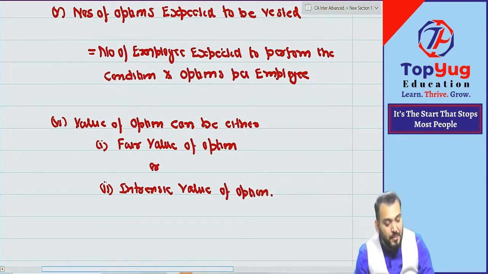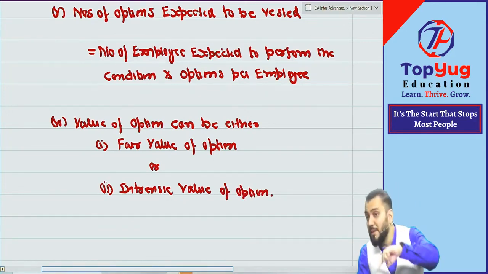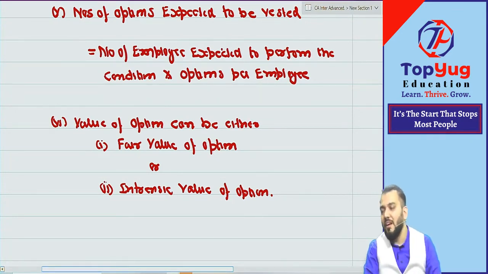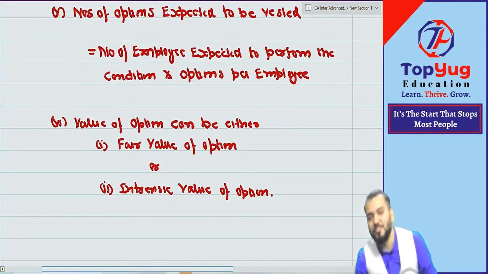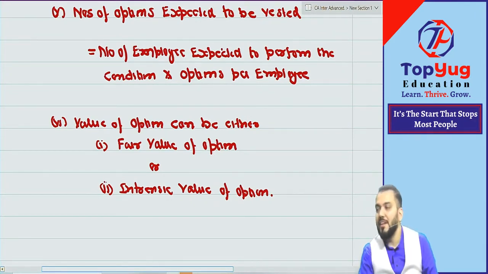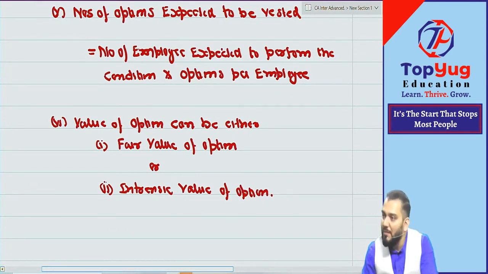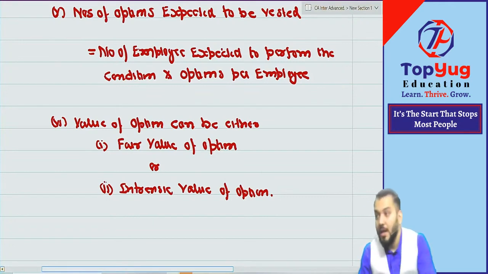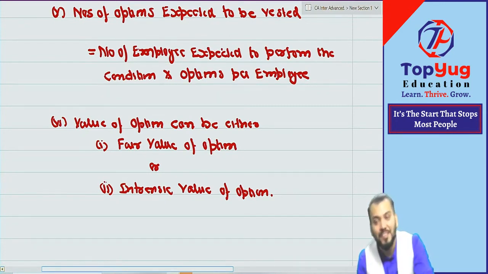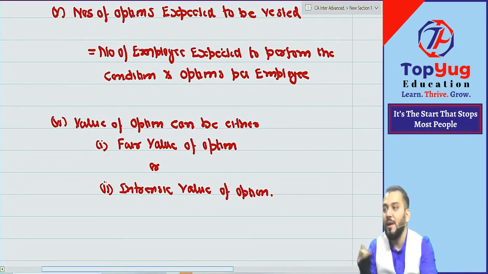Means from examination point of view, if fair value of option is not given, then we'll use intrinsic value of options. However, already I have said that accounting treatment of ESOP is covered under the guidance note, and the guidance note has given two options to the entity. Either they can use fair value method or intrinsic value method. These two options have been given to the entity. However, from examination point of view, if they have given fair value, it means we need to use fair value only. But if they have not given fair value, then we need to find out intrinsic value on our own, and we need to apply intrinsic value.